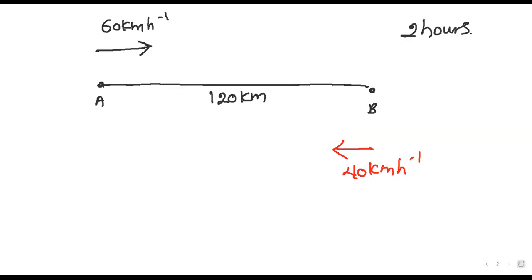You will take 3 hours. You will take 3 hours for the return journey. Okay. What is mean speed? Total distance divided by the time.